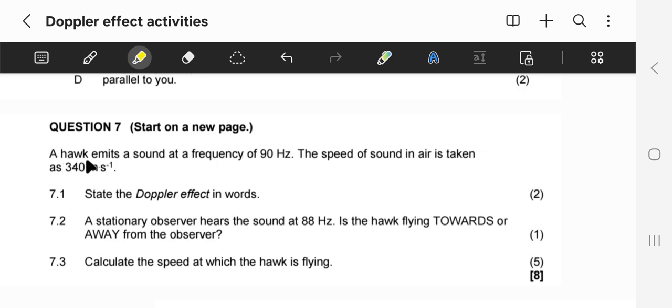It says that a hawk emits a sound at a frequency of 90 hertz. Let's just read our statement first. A hawk emits a sound at a frequency of 90 hertz. The speed of sound in air is taken as 340 meters per second. So this hawk, guys, is going to be our source, and this frequency will be the frequency of the source. Then they say, state the Doppler effect in words.